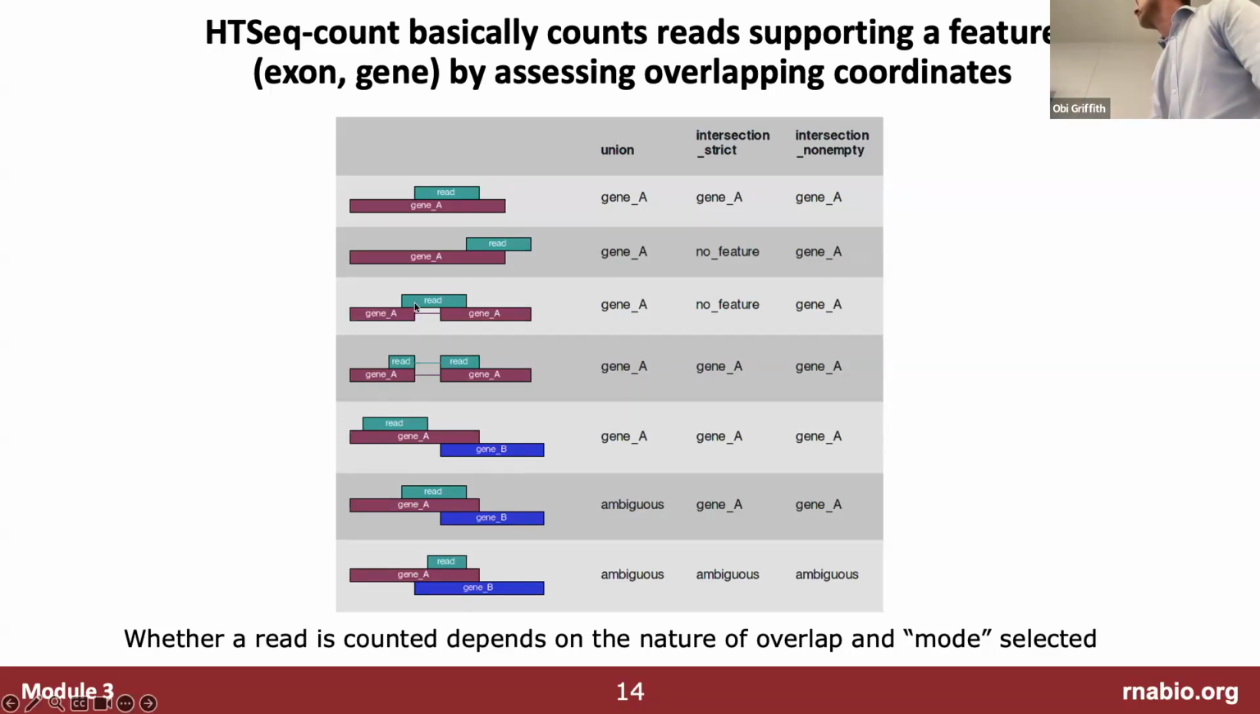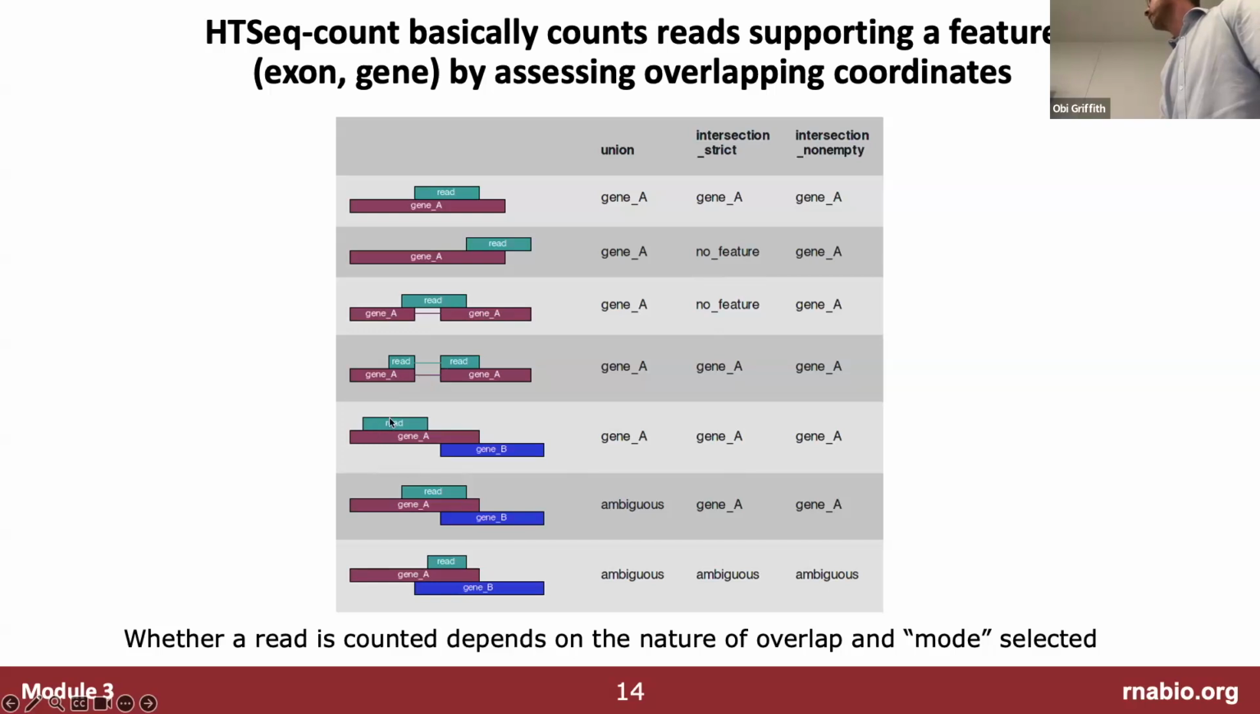Same kind of story for this read, right? Why is this read spanning the intron rather than splicing across the intron? So we might not count that towards the gene in this intersection strict mode that we would recommend. But we would count a read like this, which is nicely spliced across the exons of this gene.